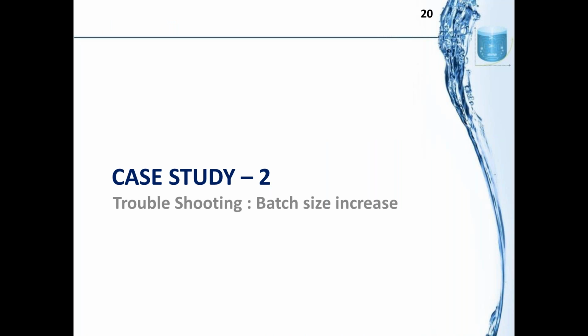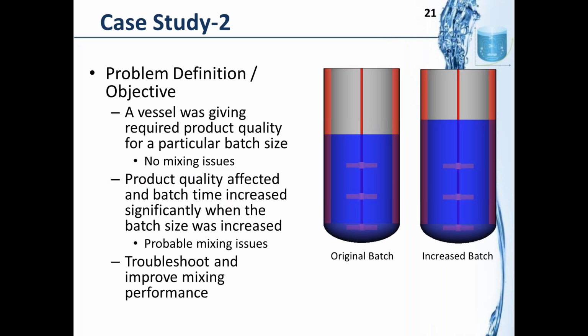Now coming back to the second study, which was troubleshooting a mixing issue caused by increasing the batch size. The problem was that a process was being carried out in a vessel where multiple impellers were involved, with a typical batch size, and there were no mixing issues for the original batch size. Now, due to the requirement of the process or the product output, the batch size was slightly increased, and the plant team was getting some mixing issues in the process.